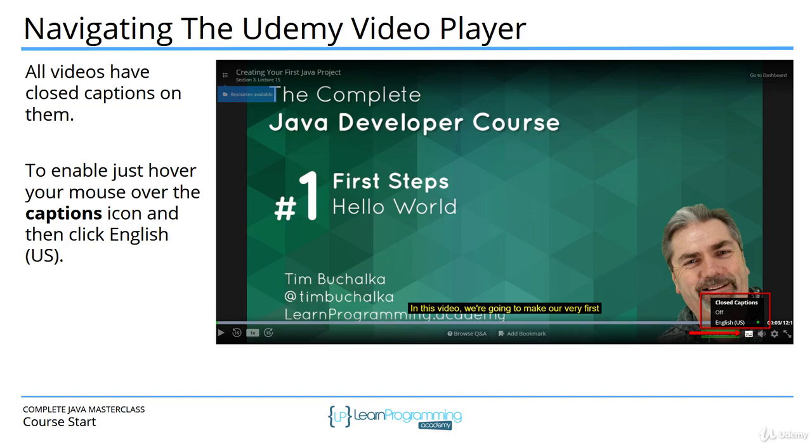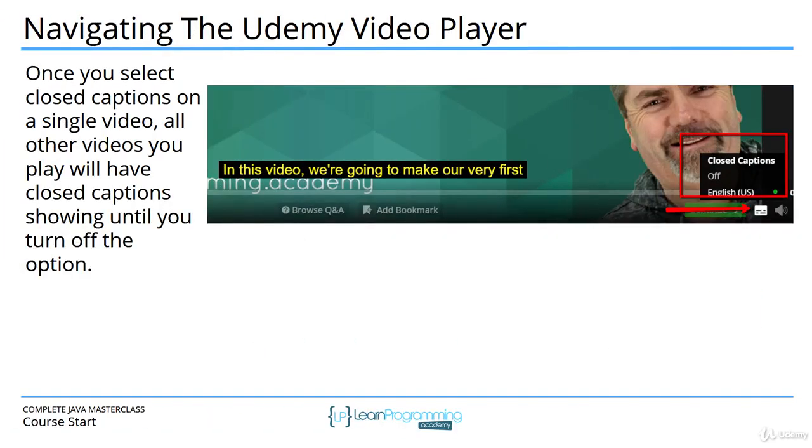Now, all videos have closed captions on them. To enable closed captions, just hover your mouse over the captions icon that you can see pointed to on the screen there, and then click on English US. That turns the captions on. And once you've selected closed captions on a single video, all other videos in the course will play with captions on until you turn off that option.